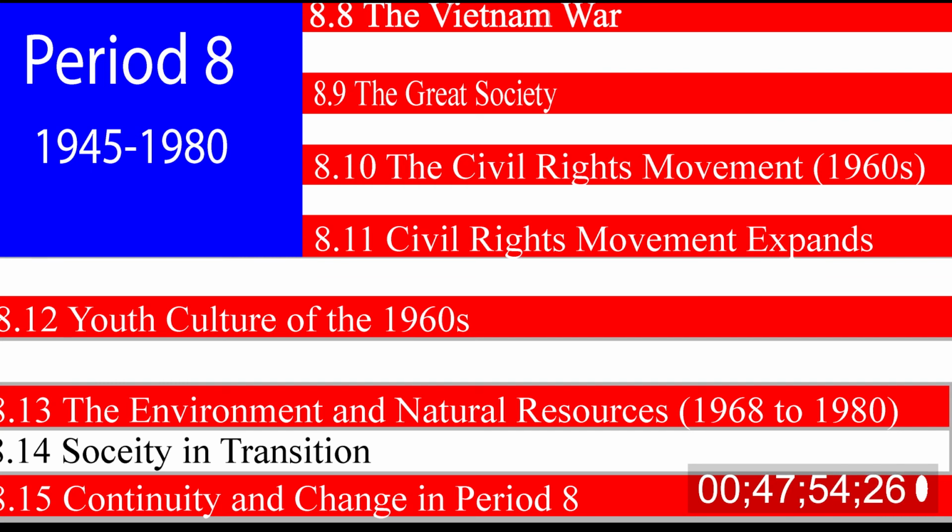Basically, Medicare and Medicaid, and he improved Social Security. All things I like. And it's okay if you don't like it, I like it. So the Civil Rights Movement, the Civil Rights Act of 1964 was passed to create racial equality.